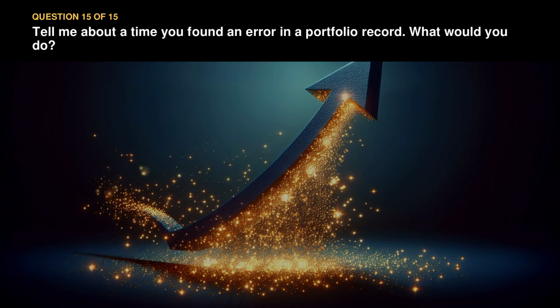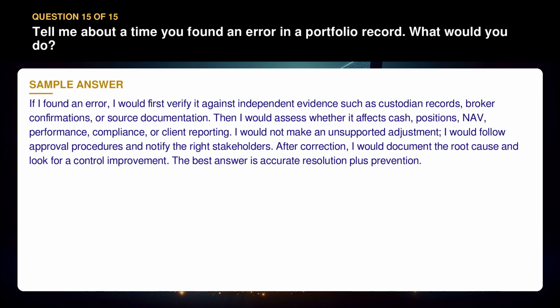Question 15. Tell me about a time you found an error in a portfolio record. What would you do? If I found an error, I would first verify it against independent evidence such as custodian records, broker confirmations, or source documentation. Then I would assess whether it affects cash, positions, NAV, performance, compliance, or client reporting. I would not make an unsupported adjustment. I would follow approval procedures and notify the right stakeholders. After correction, I would document the root cause and look for a control improvement. The best answer is accurate resolution plus prevention.